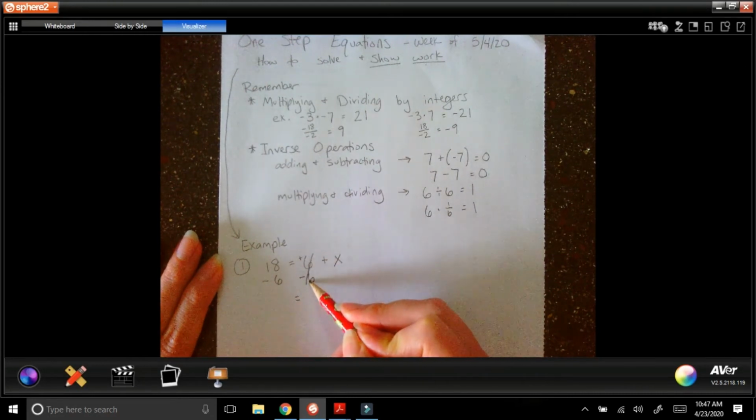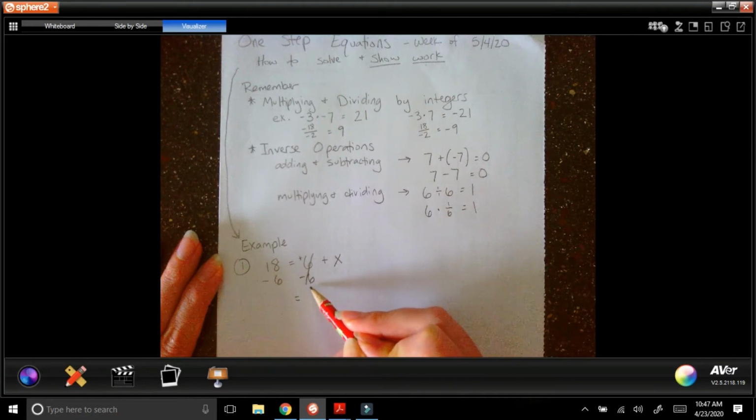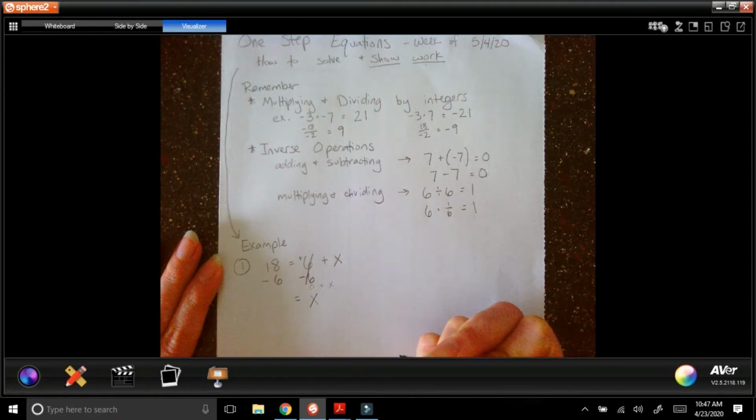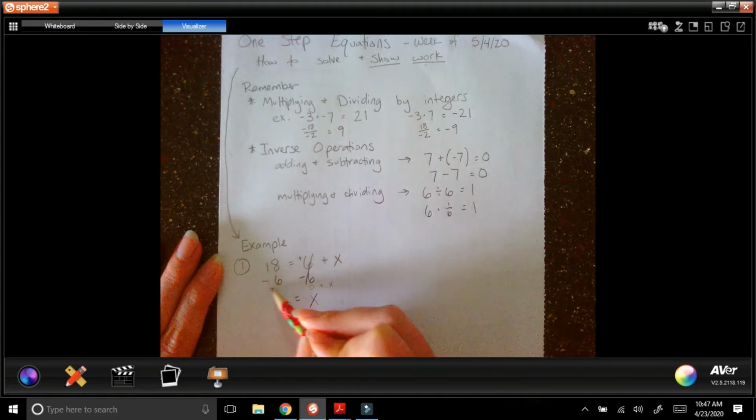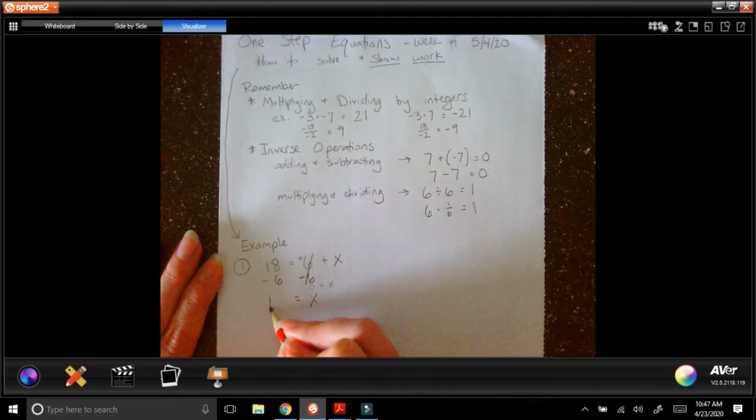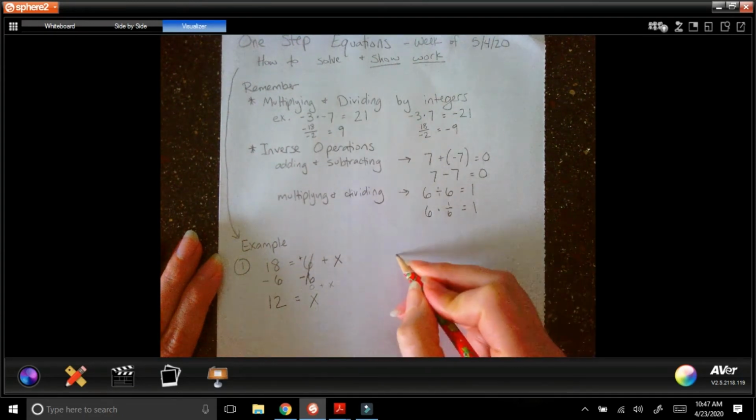So 6 and the -6 ends up being 0. You don't have to write this part, but you can think 0 plus some unknown number is the same thing as just having that unknown number x. And then on this side of the equation, you can just do the math work. And you can use a calculator if you need to. 18 minus 6 is 12.